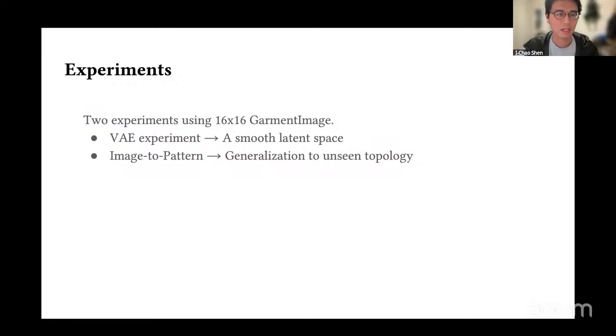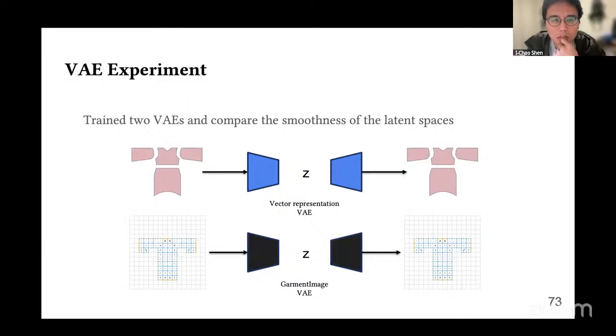We did some preliminary and small-scale experiments to demonstrate the ability of our garment image. The first one is a VAE experiment, where we try to demonstrate a smooth latent space. The second one is an image to pattern experiment to show that the latent space learned by the model can generalize to unseen topology. In this case, we train two different VAEs and compare the smoothness of the latent space.